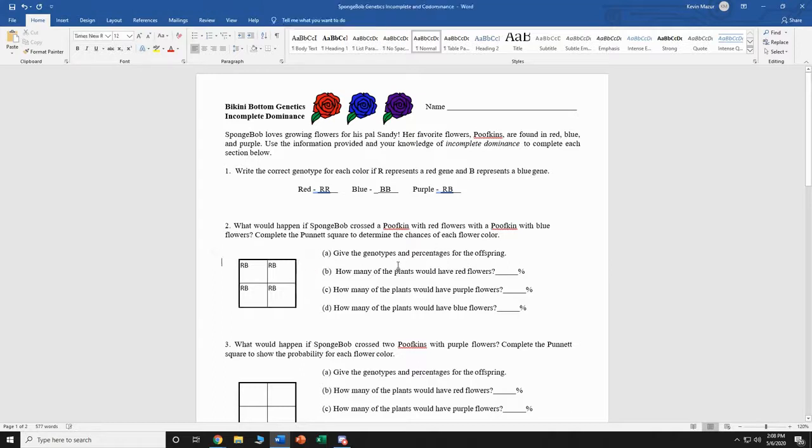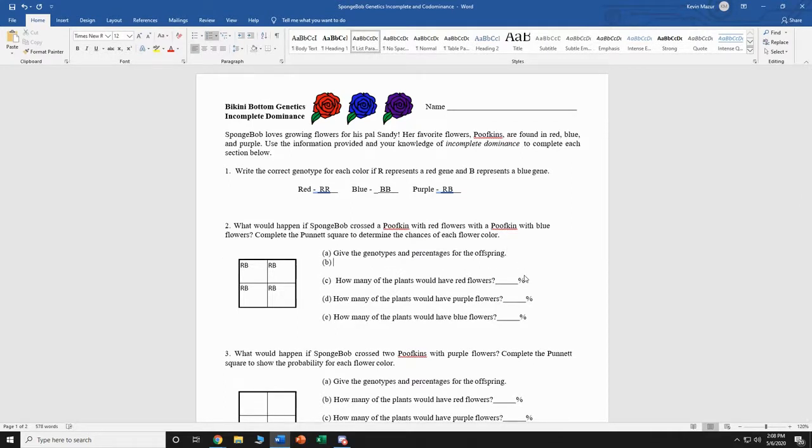So give the genotypes and percentages for the offspring. So you would write genotype RB, 100%, and you would say phenotype is going to be purple because RB is purple. All these guys are purple, and it's going to show up there 100% of the time.